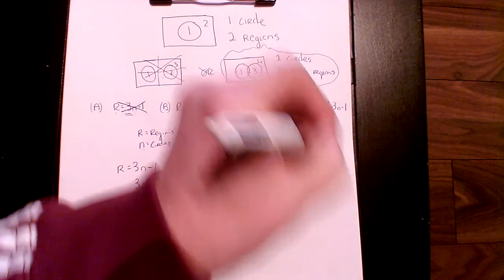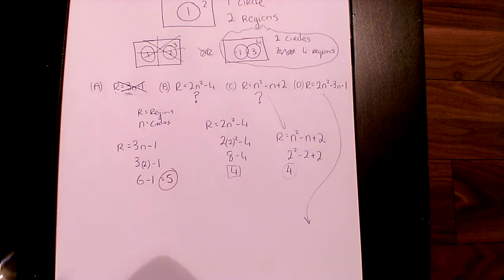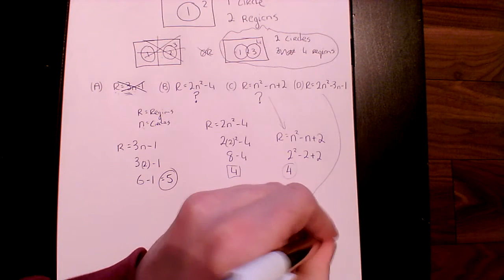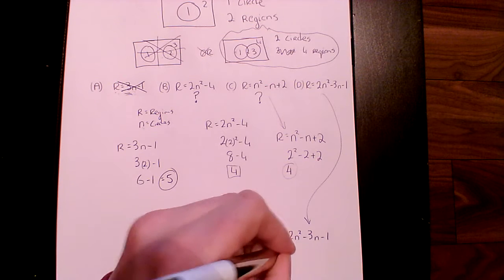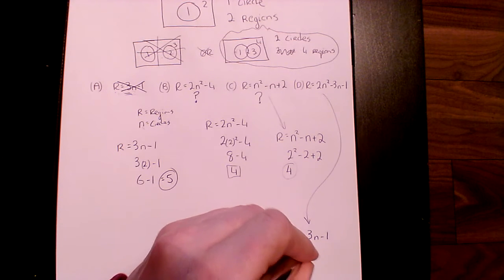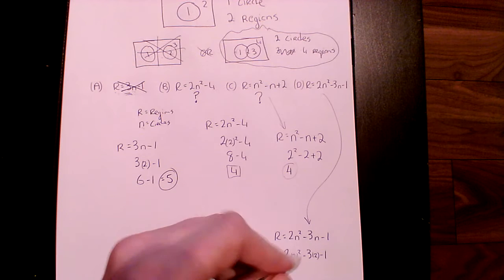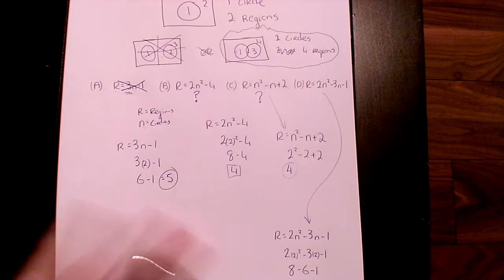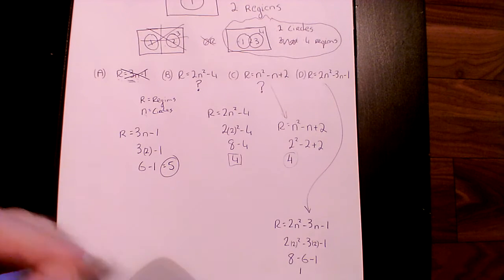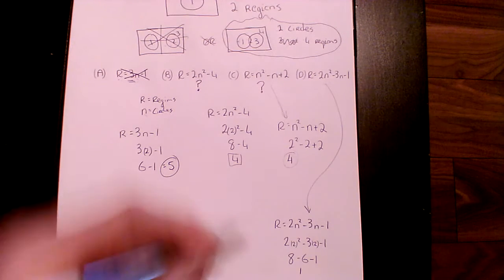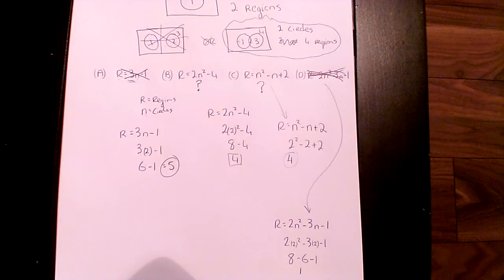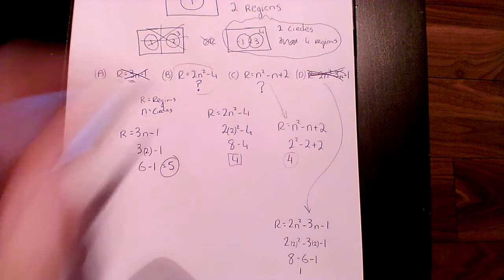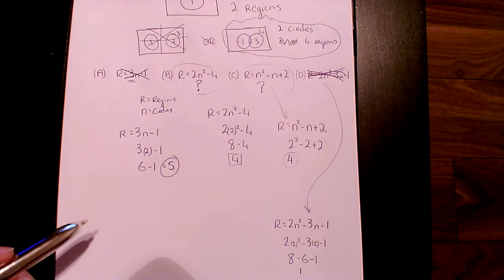Okay, let's see if it's this one. R equals 2n squared minus 3n minus 1. Put in 2 for n. 2 times 2 squared is 8, minus 6, minus 1, so that's 1. So no. We put in 2, we didn't get out 4, so it's not this one. So it could be this one, and it could be this one.